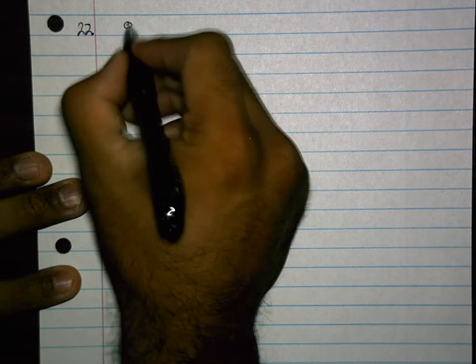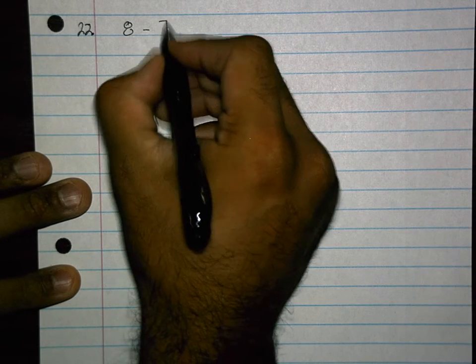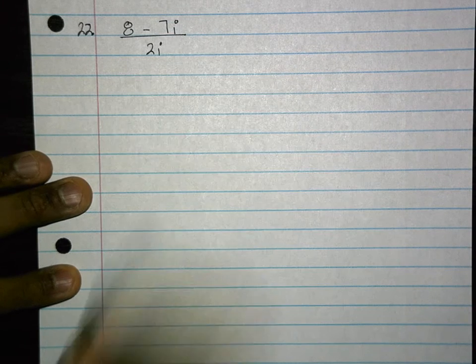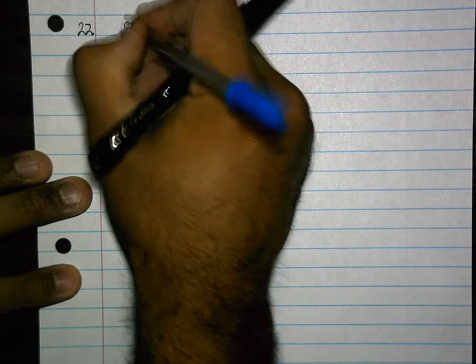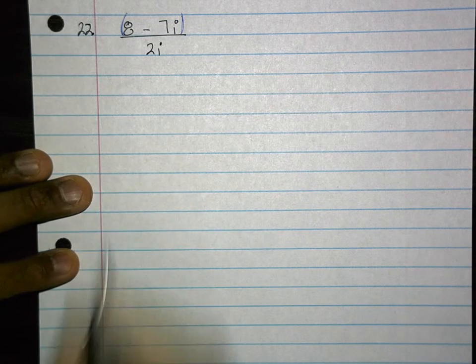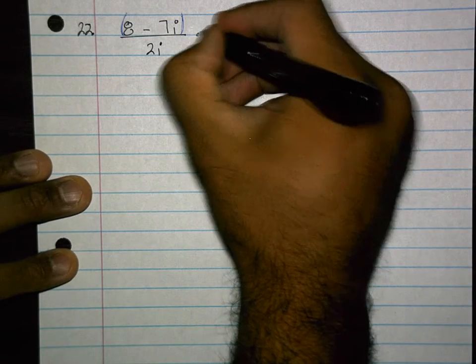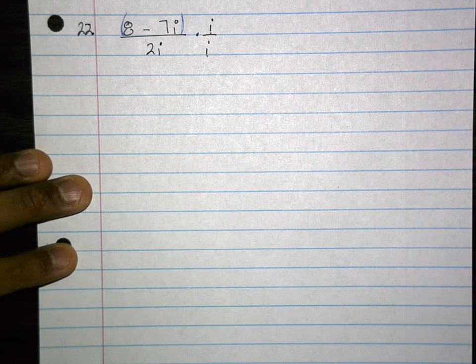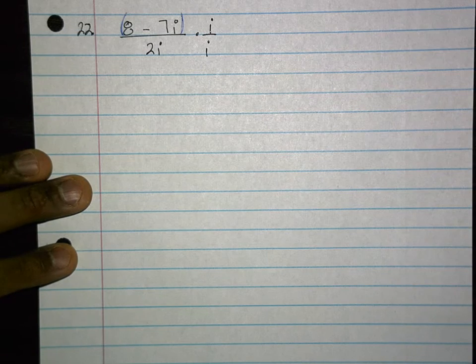22 is (8 minus 7i) all over 2i. I can't cross anything off because this is like a binomial up here. I have to take all of it out or none of it out. So here I'm just going to rationalize this by multiplying by i. I could multiply by 2i, but that's just going to be more to reduce. Remember, all you have to do is multiply by the radicals in the bottom, unless it's a binomial, then you have to use the conjugate.